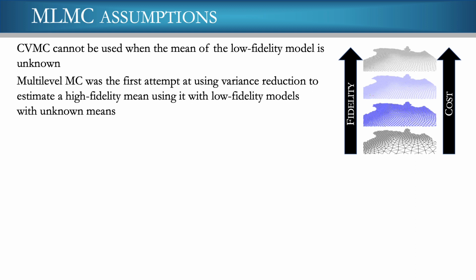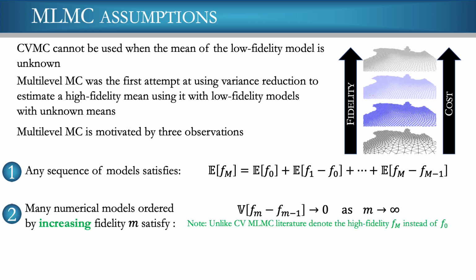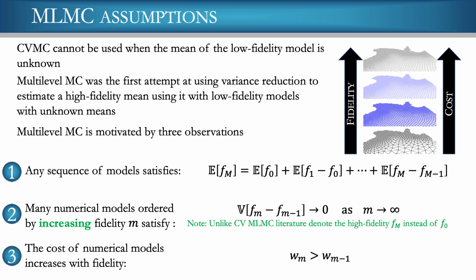Multi-level estimators are motivated by three observations. First, the expectation of the model F_M can be expressed as the telescoping sum shown, for any sequence of models. Secondly, the error in many numerical models converges as the numerical discretization is refined, such that the variance of the difference between consecutive model discretizations converges to zero. The third observation is that the cost of the numerical model increases with fidelity, so that estimating the mean of a model discretization becomes more computationally demanding as the model fidelity increases. Similar to the previous tutorials, I'll use W_m to denote the cost of evaluating the mth model.